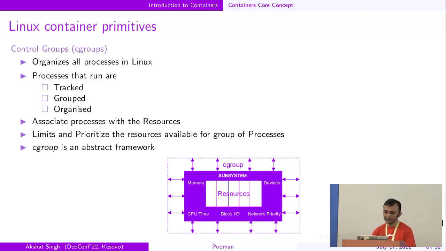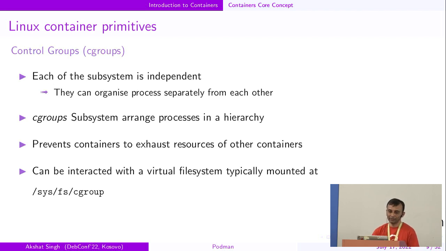Basically, cgroup is an abstract framework, and we interact with it through subsystems. There are different subsystems like memory, CPU time, block I/O, network priority, and devices, through which we are able to interact with it. As I mentioned, one process is not tied to one particular cgroup. They are arranged in the form of a hierarchy, and we can also move one process to another cgroup. This basically prevents exhausting the resources of other containers, so it should not exhaust everything.